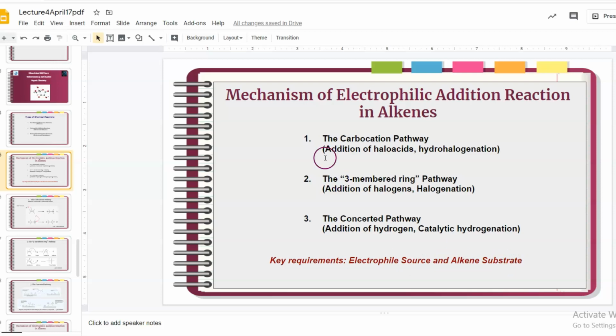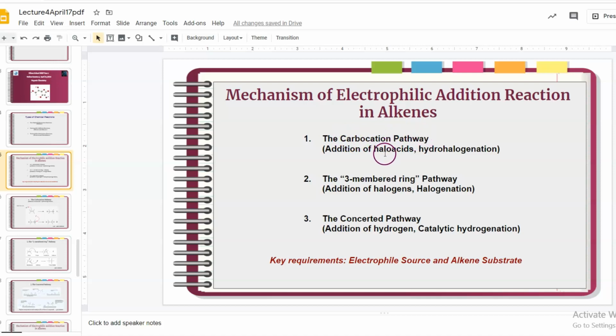Okay, and I've sort of split the electrophilic addition reactions in alkenes into three different categories based on the mechanistic pathway, based on the kind of mechanism that these reactions go through. We can classify these reactions into three categories. The first category is where the reaction goes through the formation of a carbocation. Okay, a positively charged carbon center is a carbocation. So we'll call that the carbocation pathway.